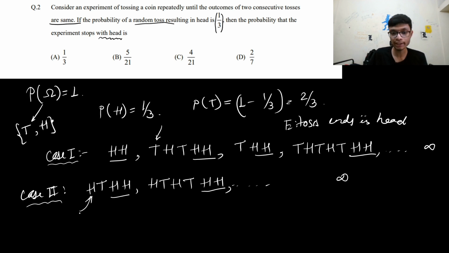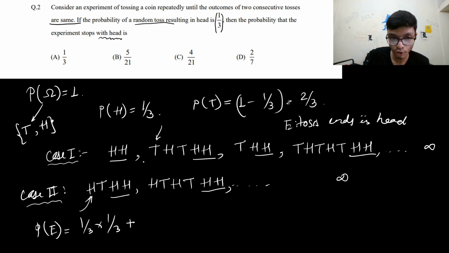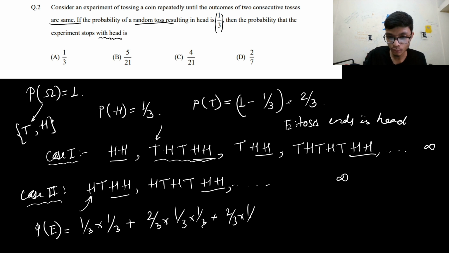If we try to find out the probability of this event, it can be simply found out as follows. For the first case, the probability of getting two heads on simultaneous throws is 1 by 3 multiplied by 1 by 3. For these cases, this case may be possible, or this case may be possible, so we use the word or. That means we have to add all the possibilities. For the tail, head and head possibility, we write 2 by 3 into 1 by 3 into 1 by 3, plus for this particular case we write 2 by 3 into 1 by 3 into 2 by 3 into 1 by 3 into 1 by 3.